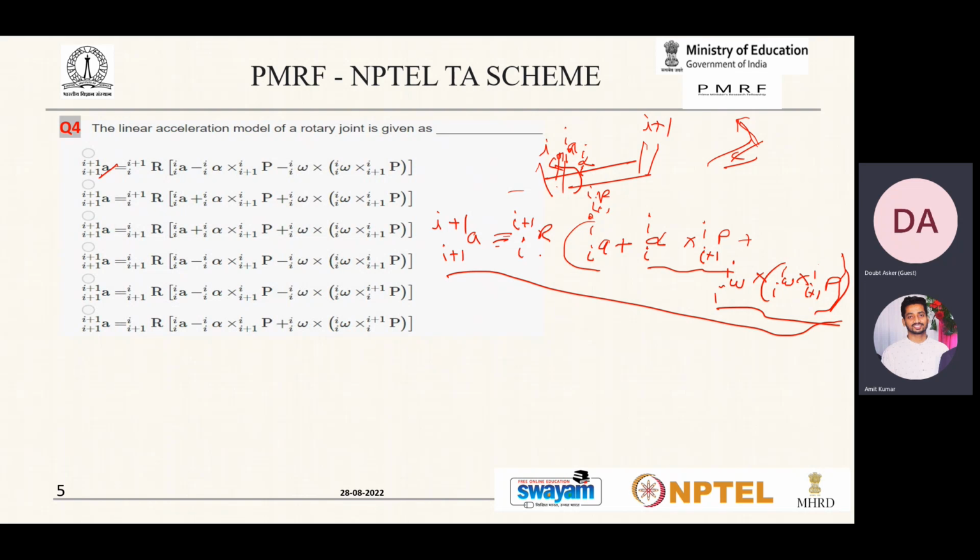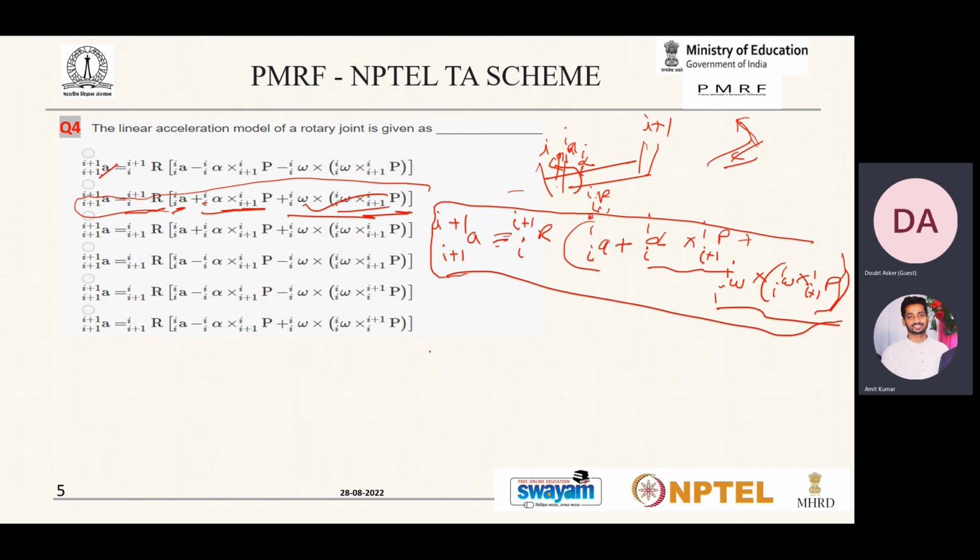This is the way in which you can say how the linear acceleration model will look for a rotatory joint. So which of these is correct here? You can see here I plus 1 R and A, and this is the tangential part, and this is the another part. So this is the correct answer. Now, there is another way in which you can solve this.